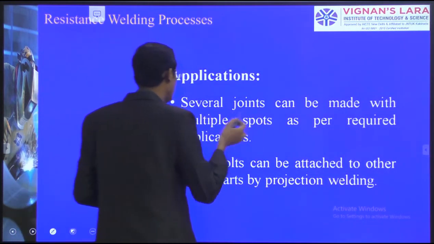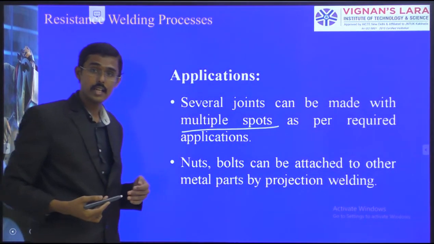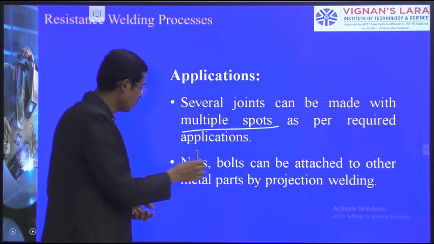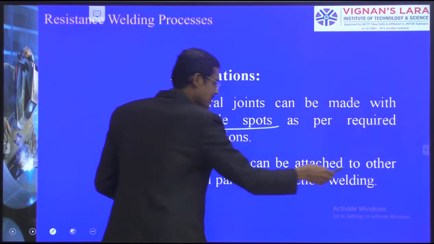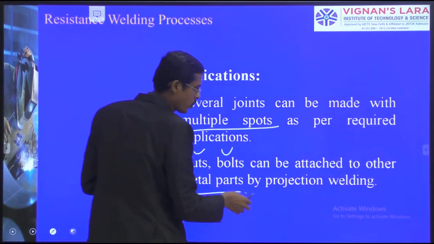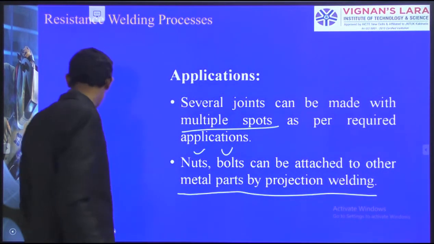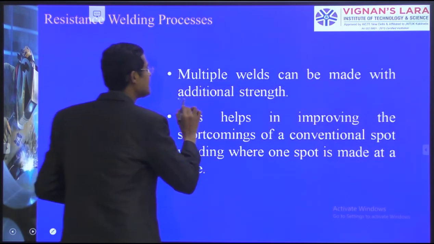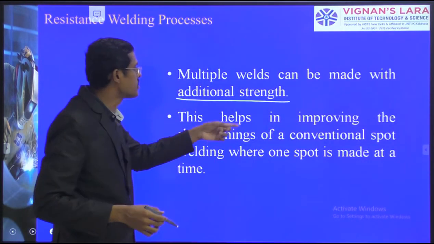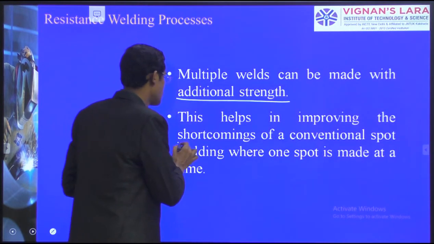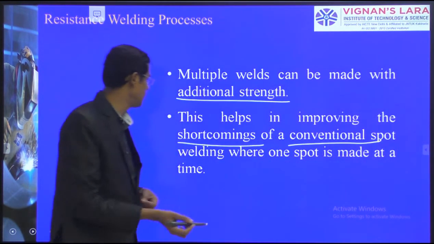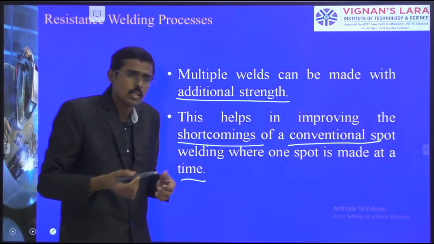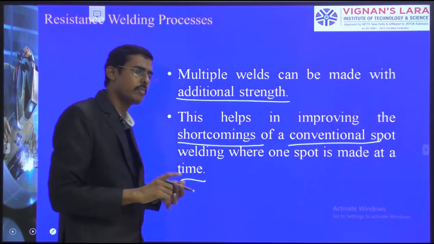Applications: several joints can be made with multiple spots as required. That is why, as we have seen in one video, nuts and bolts can be attached to other metal parts by projection welding, which is very interesting. Multiple welds can be made with additional strength. This helps overcome the shortcoming of conventional spot welds, where one spot is made at a time. With projection welding, continuous multiple projections can be done easily.